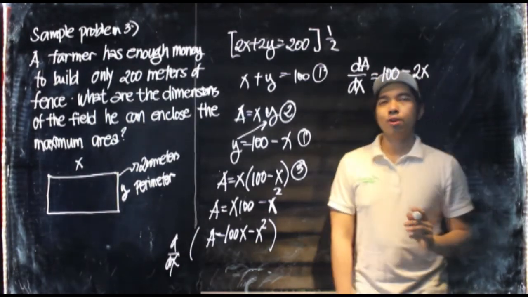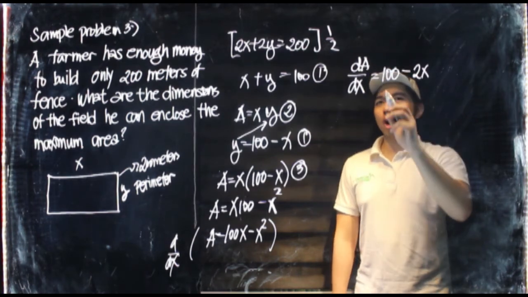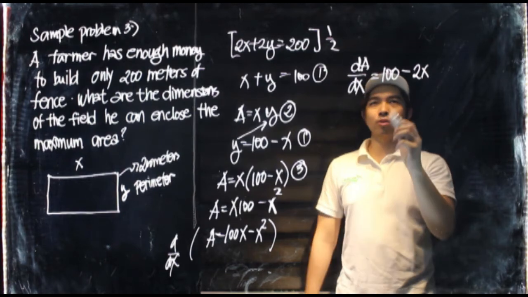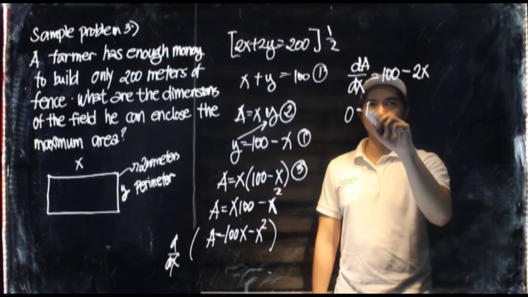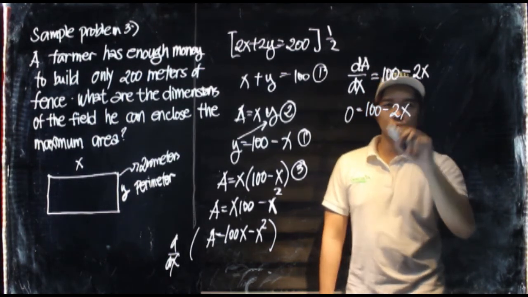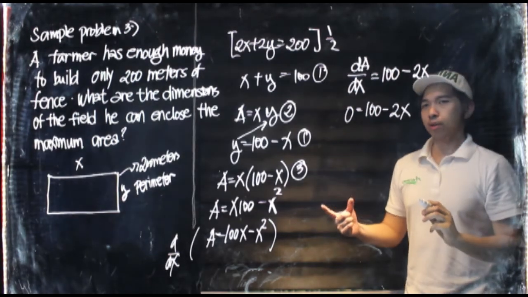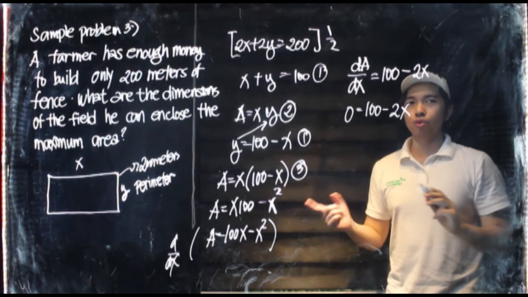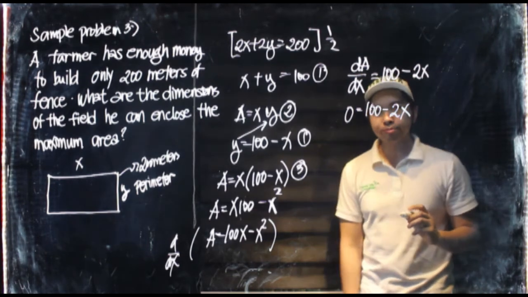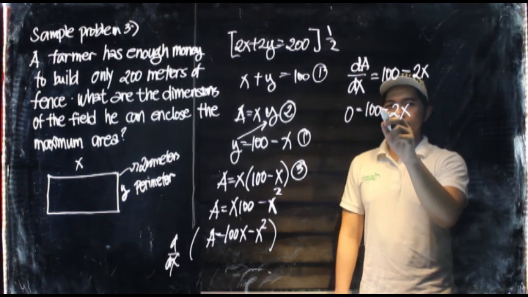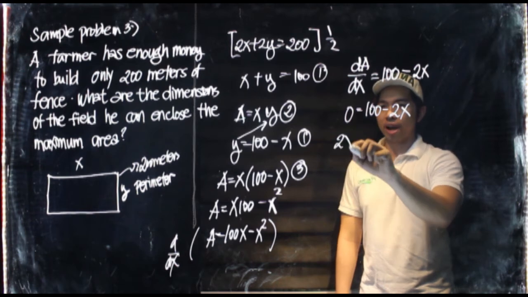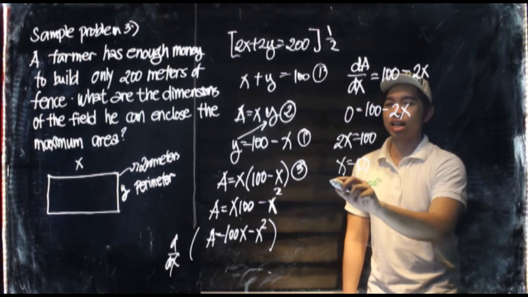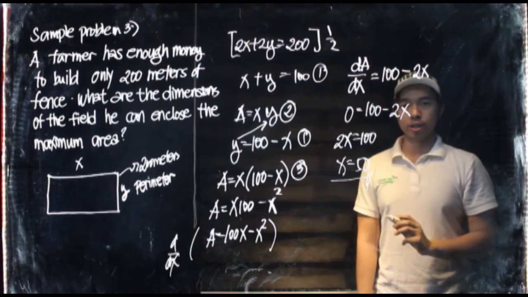Now we solve for the critical value, so we equate that to 0. So 0 is equal to 100 minus 2x. It doesn't matter yet whether that will be the minimum or the maximum value, since we'll determine that later. Transposing 2x to the other side, we have 2x equals 100, so x is equal to 50. That will be our first dimension.